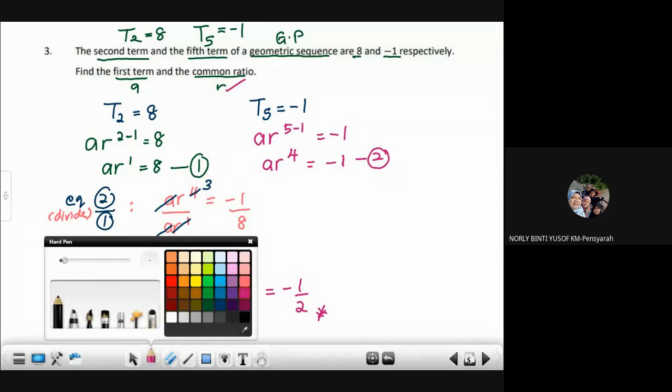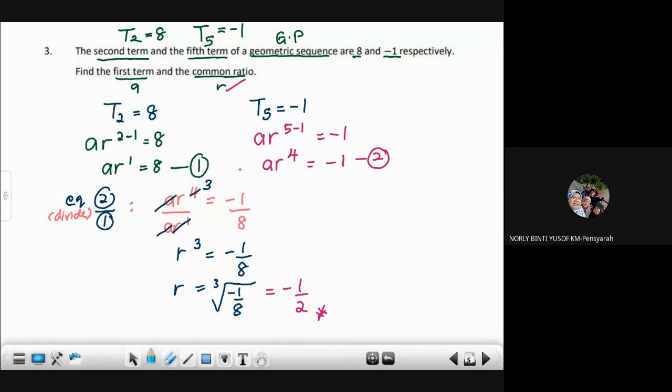Baru dapat R. So kena cari common ratio. So common ratio sub inside equation 1 or equation 2, mana-mana boleh. So let's say put in equation 1, A times negative 1 over 2 equals to 8. So A, you divide 8, because this is multiplication, divide negative half. So you press calculator, you will obtain negative 16. So dapatlah the first term. Okay, so that is question number 3.